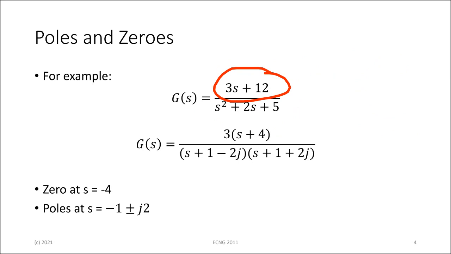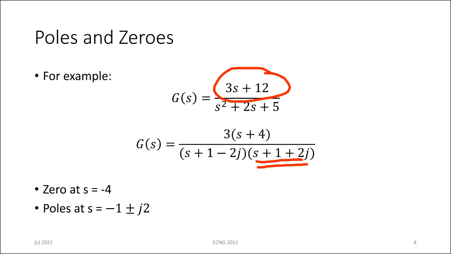So the first part, finding the roots here, is 3s plus 12 equal to 0. You could solve for the values of s. Then s squared plus 2s plus 5 equal to 0. So what are the roots of the numerator and the denominator? And always remember that the roots could be real or they could be complex. No hassle with that. You can always find that out.